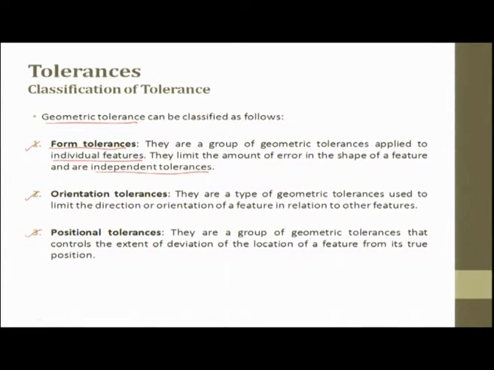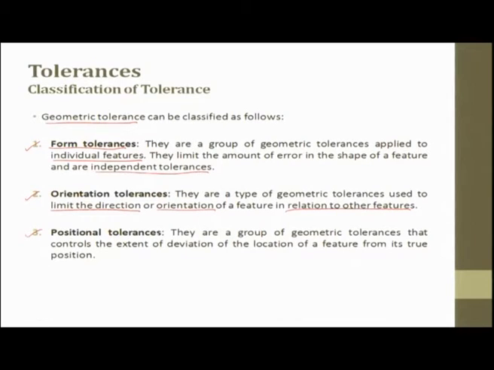Orientation tolerances are a type of geometric tolerance used to limit the direction or the orientation of a feature in relation to another feature. So here orientation tolerance is always about the direction with which it has to be inserted or manufactured with reference to another feature. This is a very important point, with respect to another feature. This is called orientation tolerance.